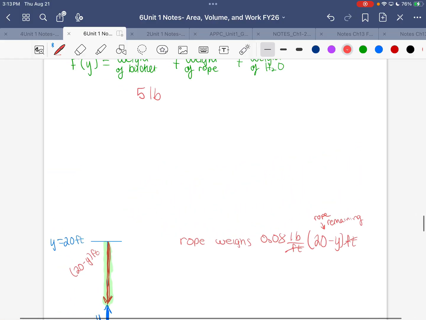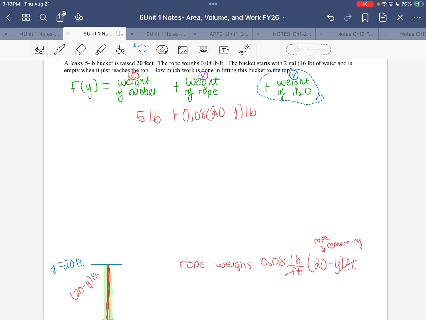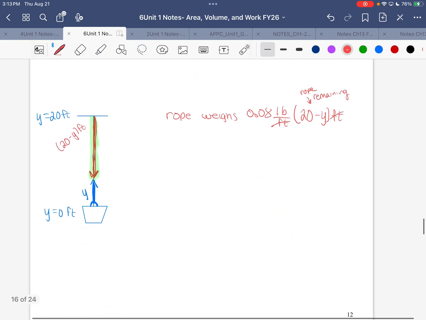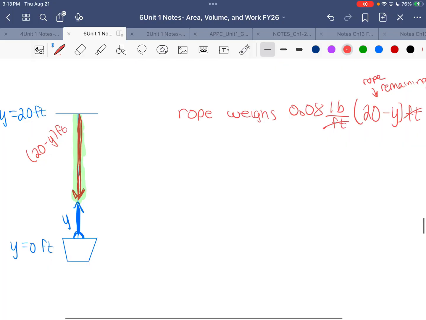I'm going to put it up here. What is our variable right now? Y. So we're going to keep it as y in the next part of this. Okay, so our variable is y. At the bottom, how much water is in the bucket at the bottom? 16 pounds. How much was at the top? 0 pounds.